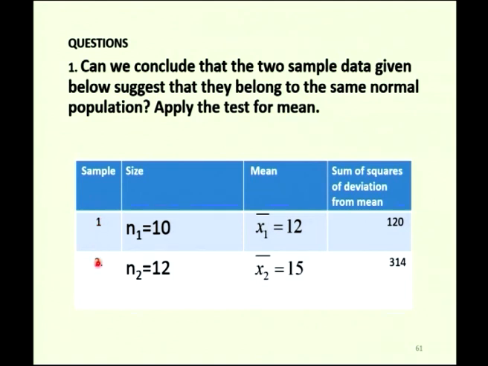Samples are given as 1 and 2, size n1 is equal to 10, n2 is equal to 12, mean x1 bar is 12, x2 bar is 15. Instead of giving directly the s1 and s2 values, you are given the sum of squares of deviations from the mean, that is, summation x1 minus x1 bar whole square is equal to 120. Similarly, summation x2 minus x2 bar whole square is equal to 314. So, you have to apply the t test for difference of means in solving this problem and arrive at the conclusion whether they belong to the same normal population or not.